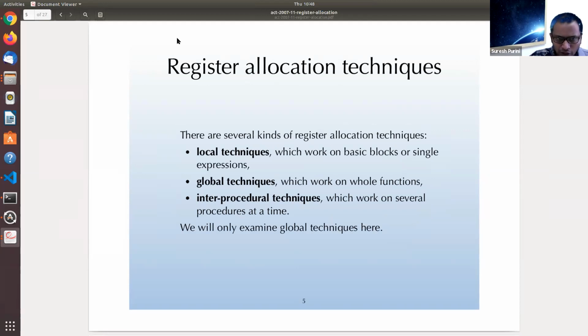Again, just to summarize, to give a quick picture. When we think about register allocation algorithms, there are local techniques which we have seen till now, that is, they work at the basic block level, or they can work within expression level also. Then we will be looking at global techniques which work on a whole function level, and then interprocedural techniques which work on different procedures at a time.